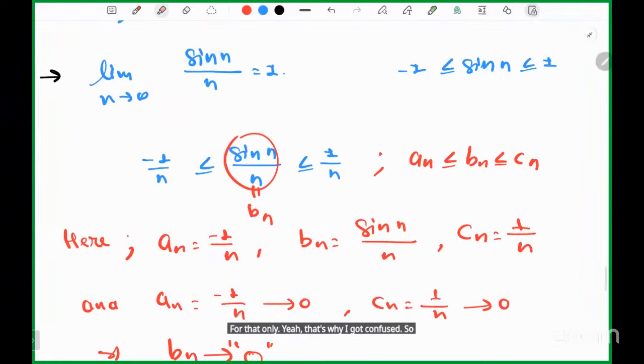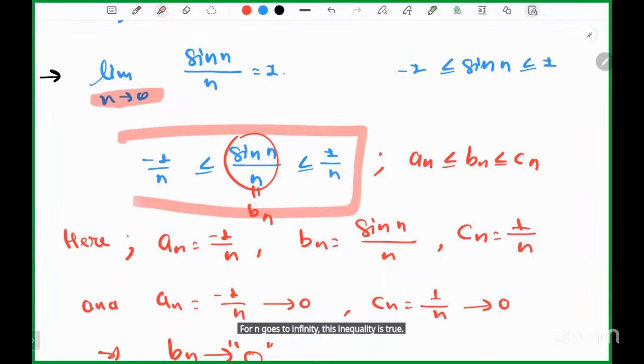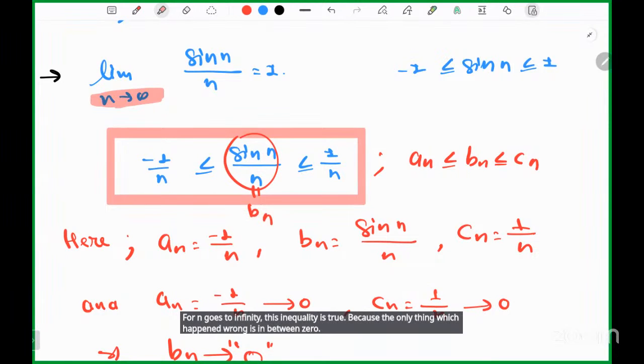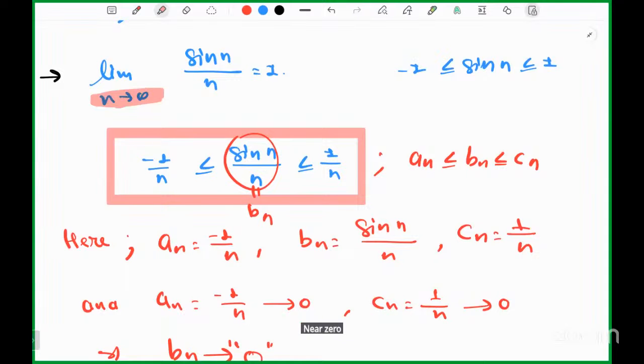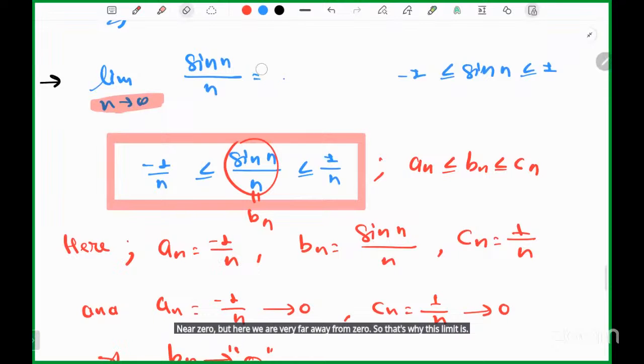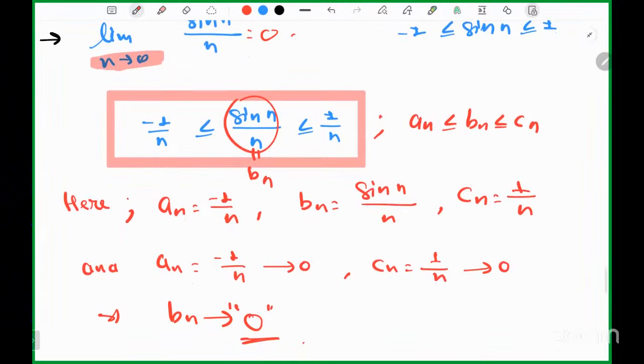So here we are talking about n going to infinity. For n going to infinity, this inequality is true, because the only place where it goes wrong is near 0, but here we are very far away from 0. So that's why this limit is 0. Sorry, 1. Okay, so that's how you can apply it.